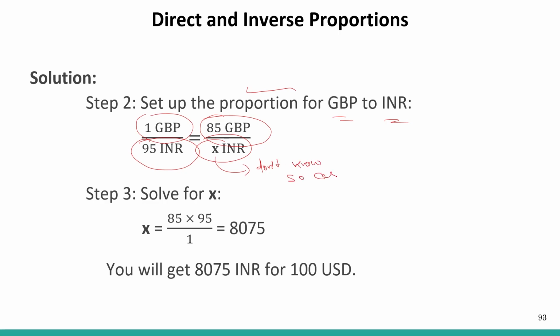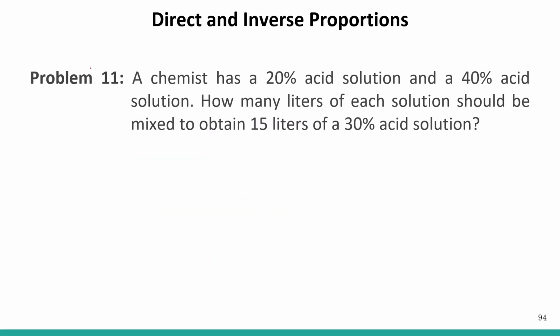So assume it to be X. Solving for X, X is equal to 85 into 95 is equal to 8075, right? So you will be getting 8075 Indian rupees for 100 US dollars. So this will be the correct answer. So let's see problem number 11.